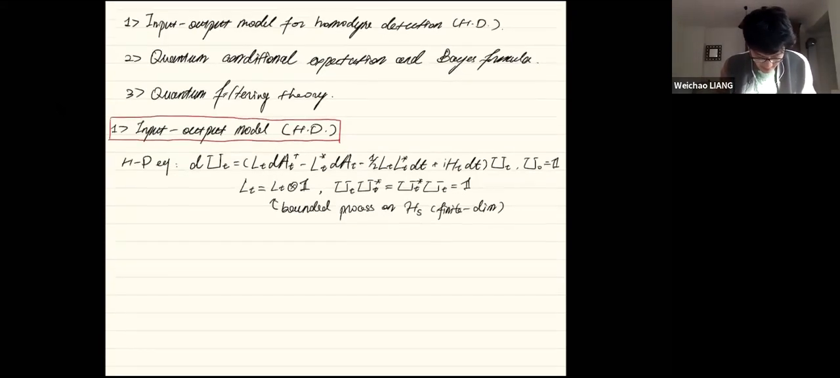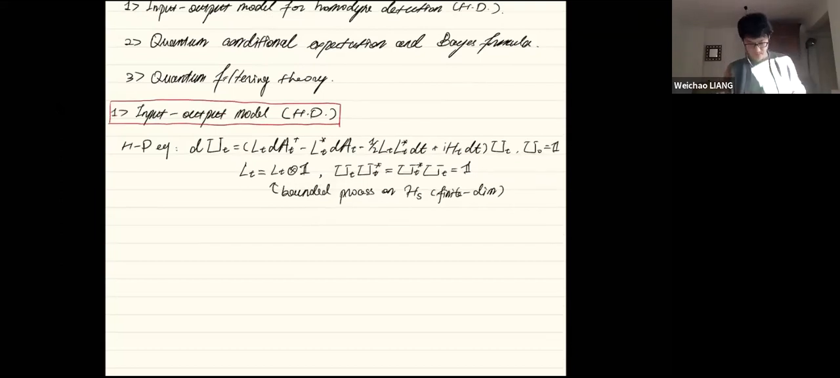So let's start with the first term, the input-output model under the homodyne detection, which means for the HP equation, this differential equation has only the creation process and annihilation process and time, of course. There's no gauge process. Here is the HP equation. Just to recall, L_t, L_t star and H_t are always bounded processes. And this X is an identity on the Hilbert space of the reservoir, and X is only a bounded process on the initial Hilbert space.